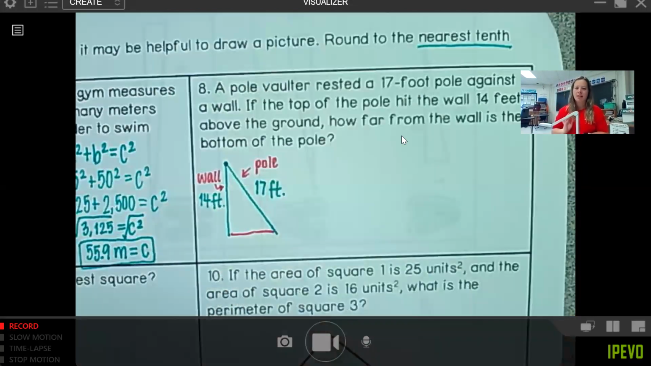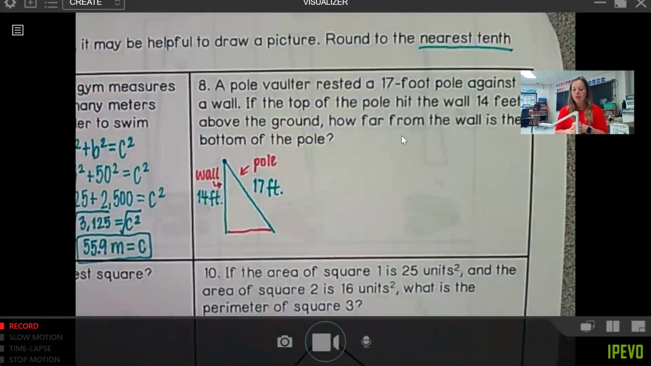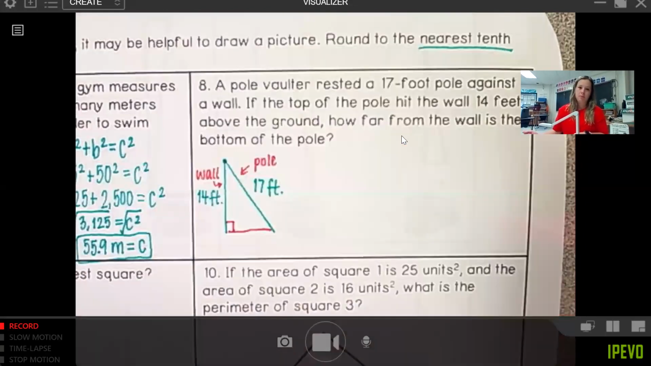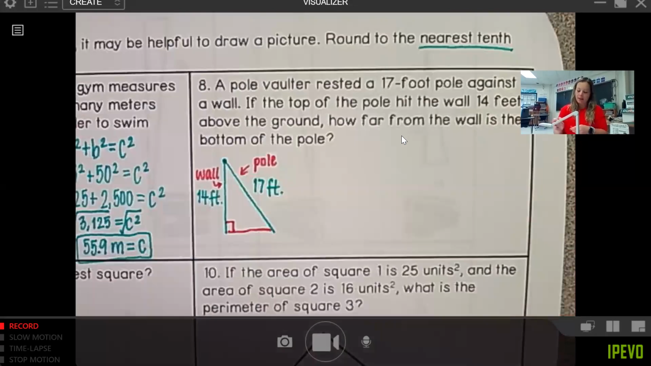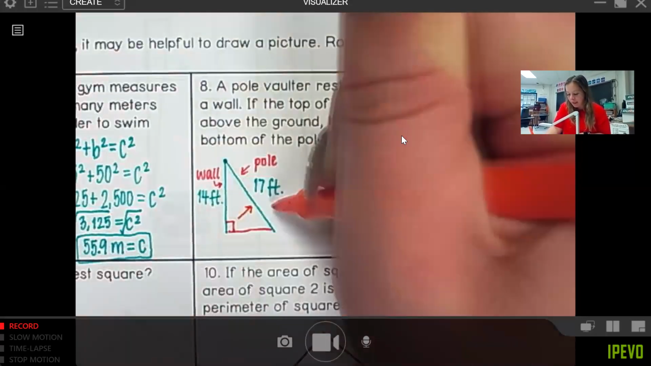Okay. It's nice to label stuff so that when you're talking about a word problem, you know what you're looking at in the picture, since we didn't physically draw a wall or a pole, right? So I have a right triangle now. Right here is a right triangle. And the side opposite the right angle is my hypotenuse. So I know that 17 is side C.